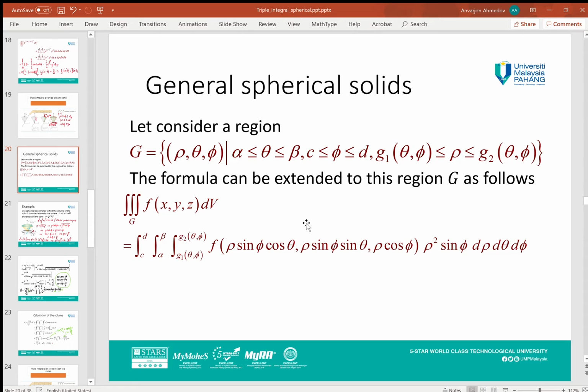Okay, in this case, our triple integral in rectangular coordinates can be calculated by shifting to spherical coordinates, and x, y, z are replaced with their spherical values, multiplied by the Jacobian in the integral. But the limits for theta and phi are clear, and rho will just be between g1 and g2. It looks like a type 1 region of integration of triple integrals. Let me demonstrate this formula in the solution of the following problem.